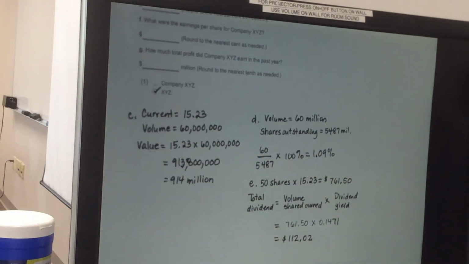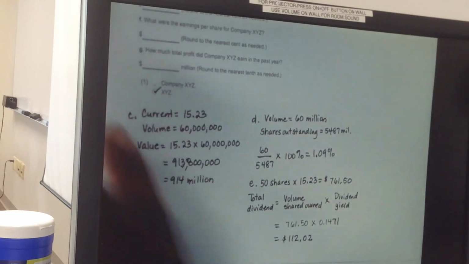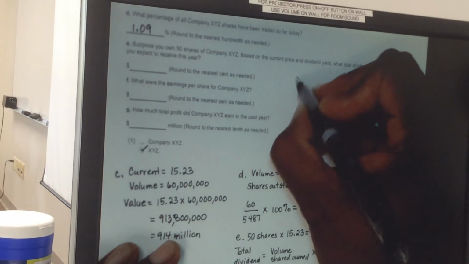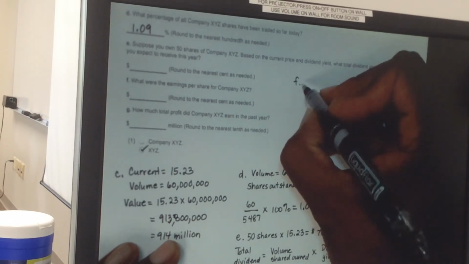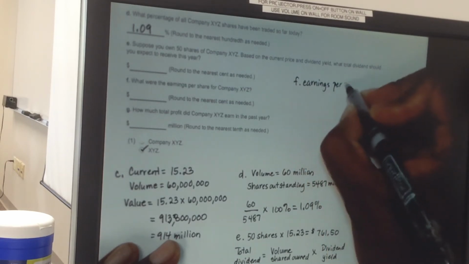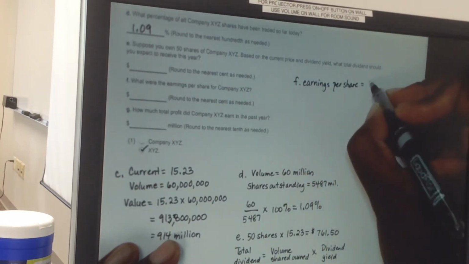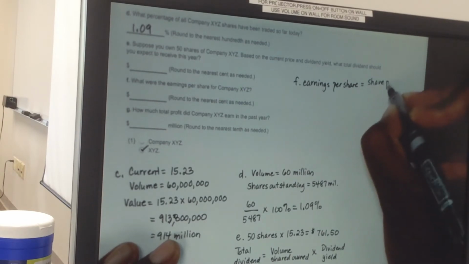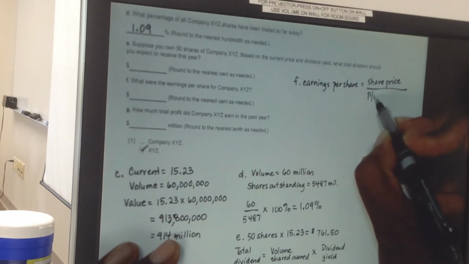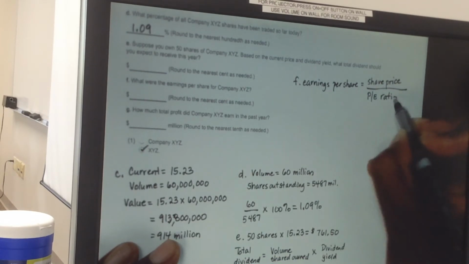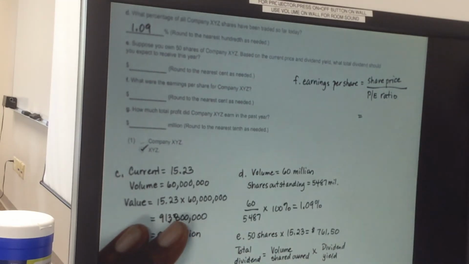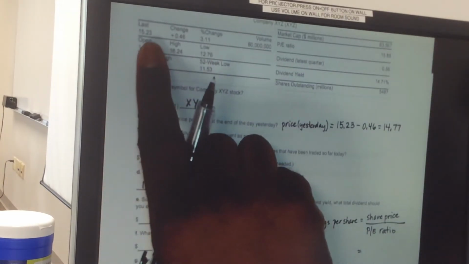What were the earnings per share for company XYZ? Let me do F up here, and you're going to have to forgive me for being all over the place doing this. Earnings per share, that's going to be the price of each individual share divided by what they call the P/E ratio. So the price per share, that's up here, $15.23.